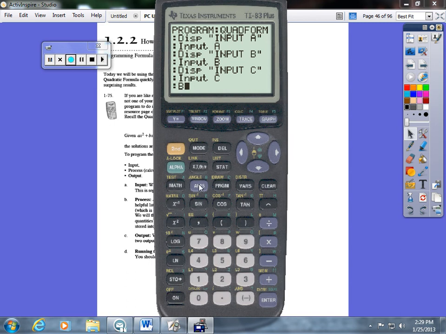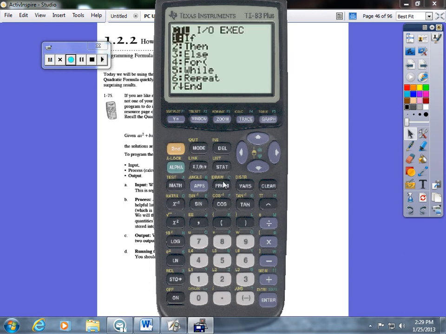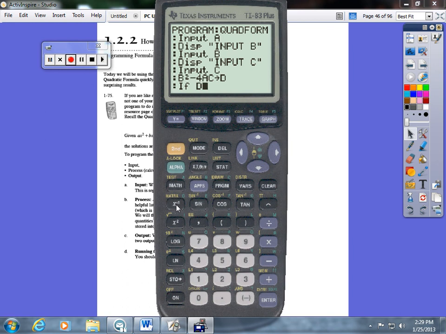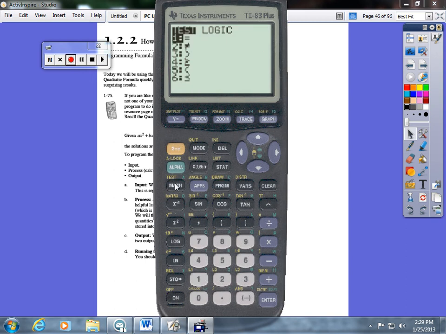B squared minus 4AC. Okay, store that to variable D, our discriminant. Now, we need to ask the calculator, is that D value a positive number? Okay, so let's see here. Program, if D is less than, so that's going to be a test.